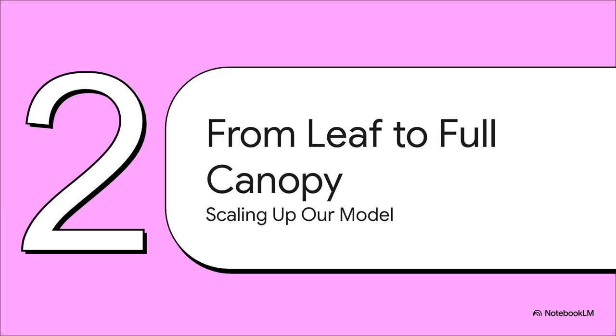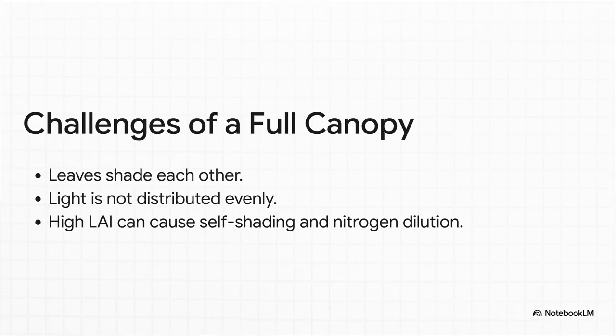Awesome. We have a working model for one tiny point on one leaf. But of course, plants are these big, complex 3D things. So the next big question is, how in the world do we scale this up to an entire canopy of leaves? Well, scaling up introduces a huge problem. Shade. The leaves at the top of the plant get tons of sun, but they block the light from reaching the leaves down below. And the more leaves a plant has, what scientists call the leaf area index, or LAI, the worse this self-shading problem gets.